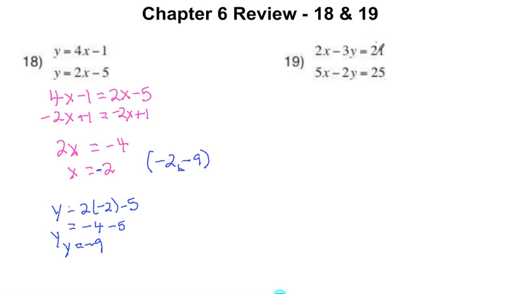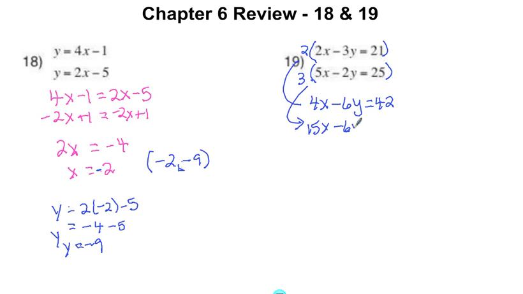19, again, they're lined up for elimination. However, it is not set up for me, so I'm going to have to multiply both. I'm going to multiply the top one by 2 and the bottom one by 3, just to make it a little bit easier on me because those numbers are smaller than 2 and 5. But you could have multiplied by your x terms to get rid of those, which would have meant multiplying the bottom one by 2 and the top one by 5. So when I rewrite, I get 4x minus 6y equals 42. And this one will become 15x minus 6y equals 75.